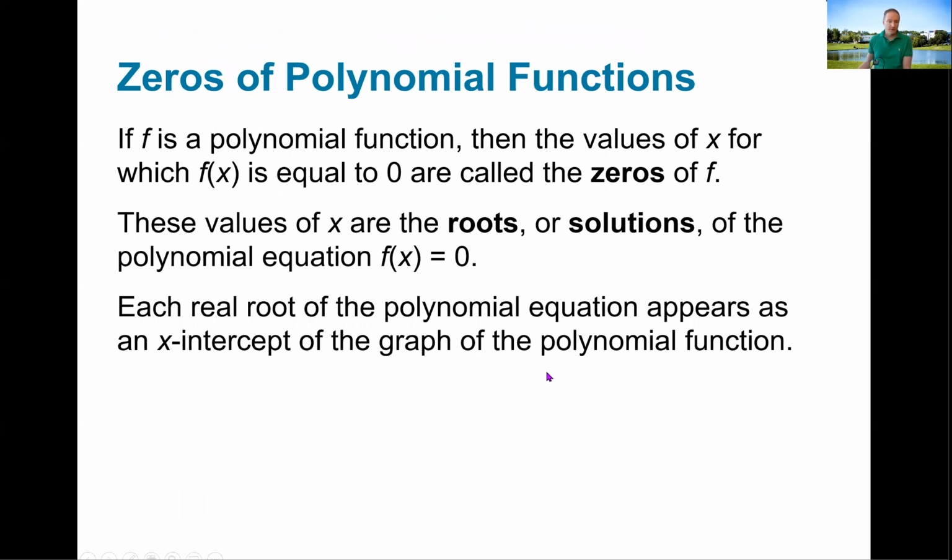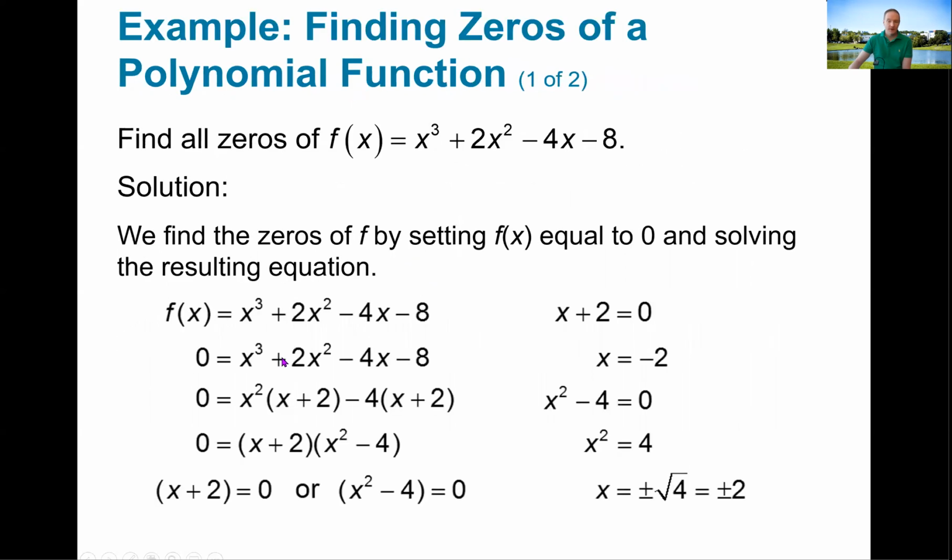Zeros of polynomial functions. A zero is going to be where it crosses the x-axis. Zero is another word for a root or a solution. So on this page, I say if f is a polynomial function, the values of x for which f of x is equal to 0 are called the zeros of f. The values of x are the roots or the solutions or zeros. All of those are synonyms of one another of the equation f of x is equal to 0. Each real root of the polynomial equation appears as the x-intercept of the graph of the polynomial function. Let's see that in action here.